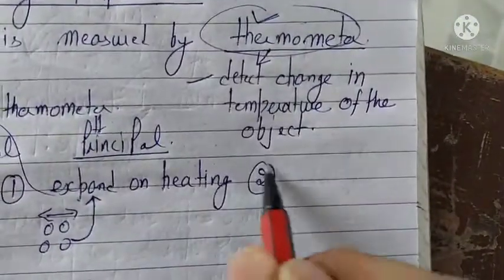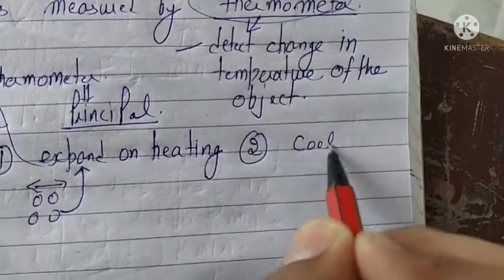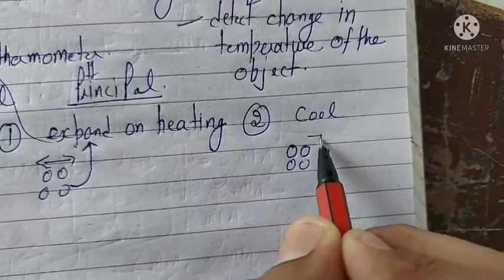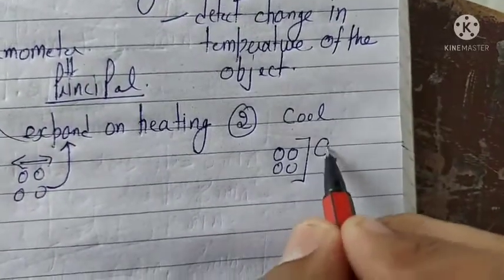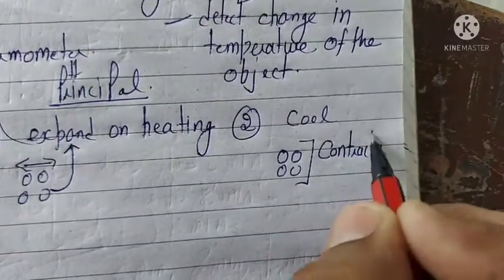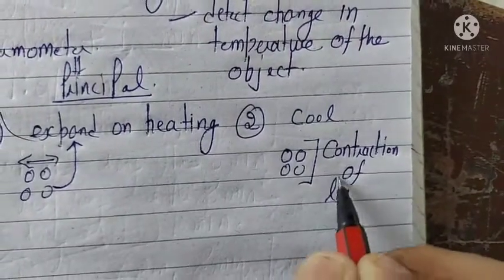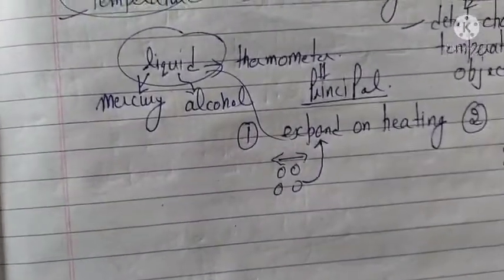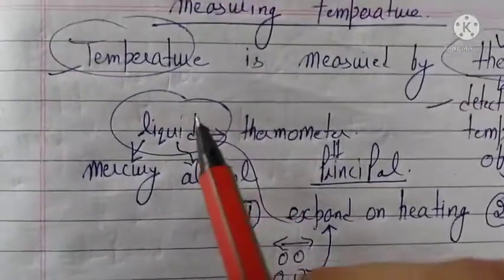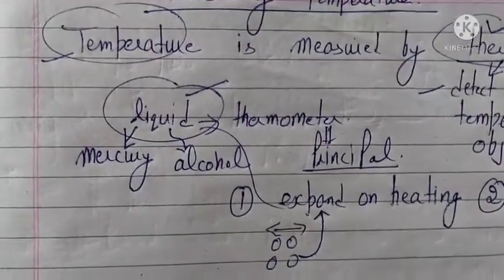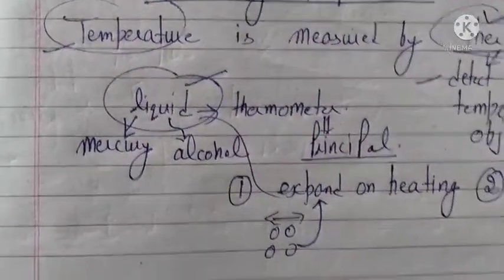The second thing is, when you cool a liquid, its particles start coming closer to each other, and this is the contraction of a liquid. When it is cooled, the liquid is going to contract. When it is heated, the liquid is going to expand. So this is the main principle: liquids expand on heating. That is the main principle of this thermometer.